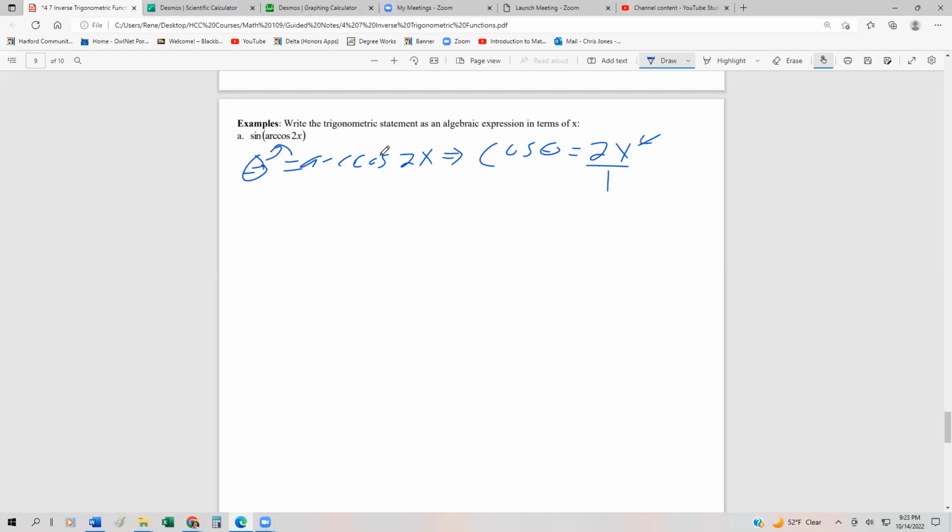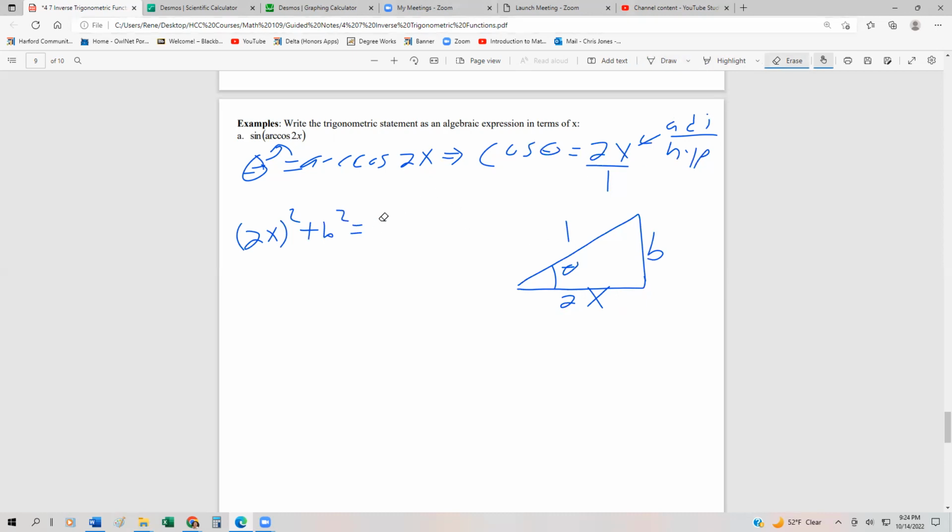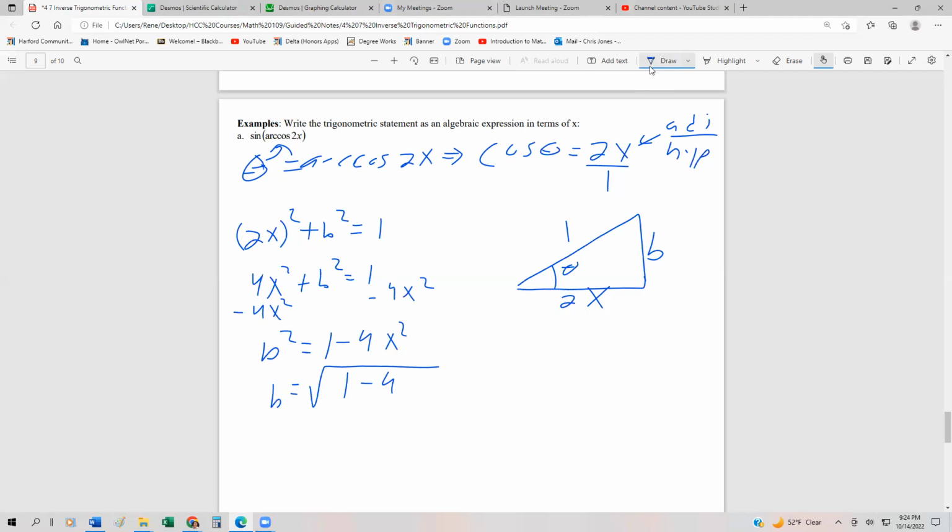And remember that the cosine is the adjacent over the hypotenuse. So that means we can make a triangle out of this. If this is theta, the adjacent is 2x, the hypotenuse is 1. To solve this, we could use the Pythagorean theorem to find the missing third side. Let's call that b. So we would say (2x) squared plus b squared is equal to 1 squared, or if we square out that 2x, 4x squared plus b squared equals 1. To solve for b squared, we subtract 4x squared from both sides, so b squared equals 1 minus 4x squared. Then finally, we take the square root of both sides: b equals the square root of 1 minus 4x squared.